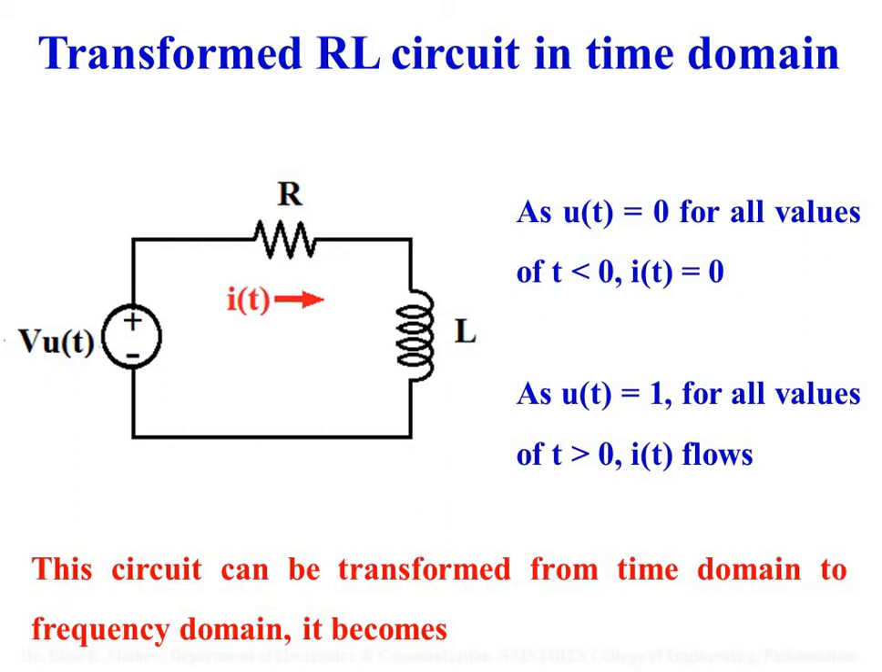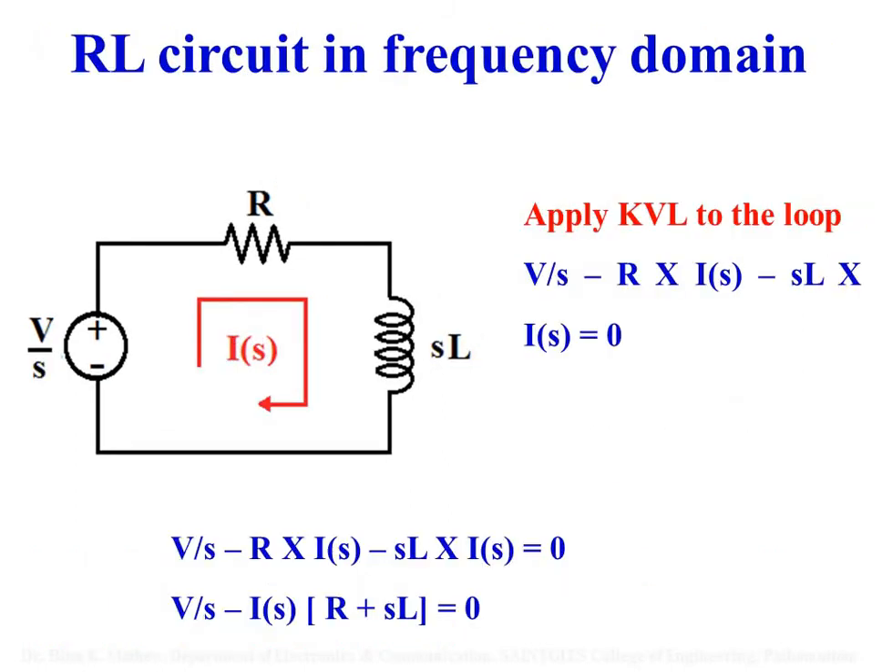Now let us transform the circuit from time domain to frequency domain. In frequency domain, V into u of t becomes V by S, current I of t becomes I of S, and inductor L becomes SL. Applying KVL to the loop, we will get V by S minus I of S into R plus SL is equal to 0.